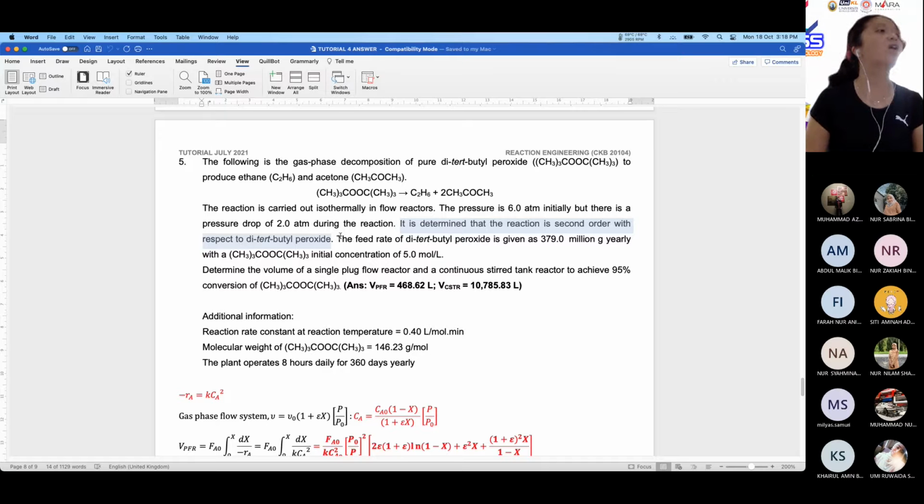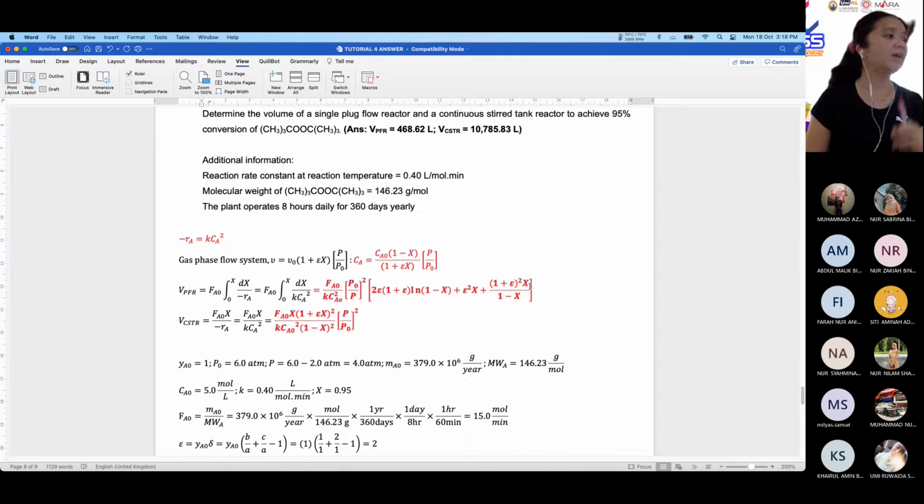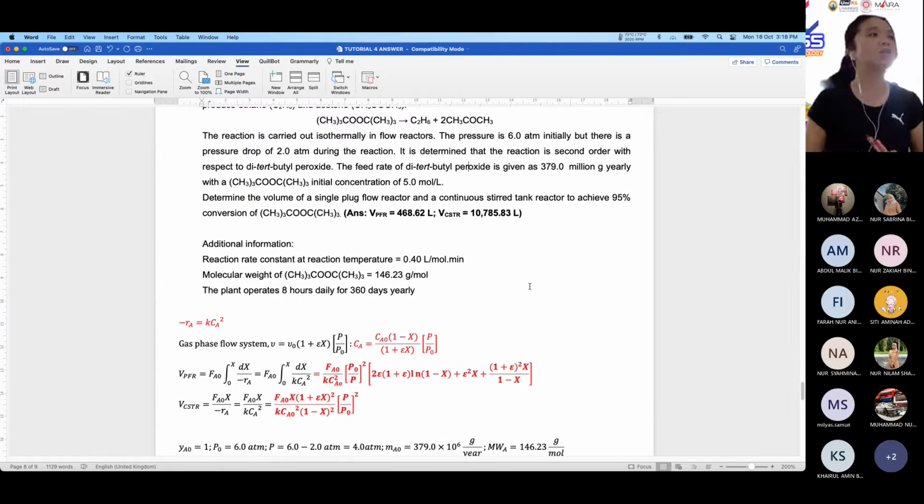The feed rate of dibutyl peroxide is given as 379 million gram yearly with a dibutyl peroxide initial concentration of 5 mole per liter. Okay, so information ni kata next, they give us feed rate. Feed rate ni adalah how much A yang digunakan, and how much A used is 379 million gram yearly. Means setiap tahun dia akan menggunakan sebanyak 379 million gram per year.